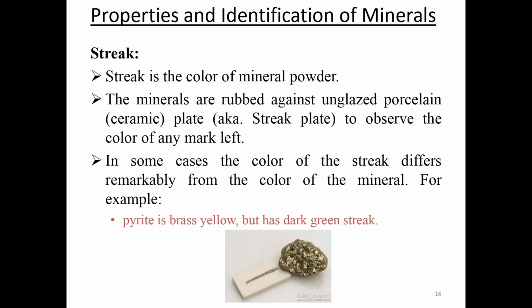Streak. Streak is the color of a mineral powder. The minerals are rubbed against an unglazed porcelain ceramic plate, also called a streak plate, to observe the color of any mark left. In some cases, the color of streak differs remarkably from the color of the mineral, like pyrite is brass yellow but has a dark green streak.